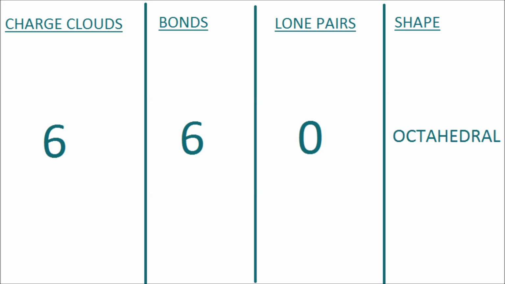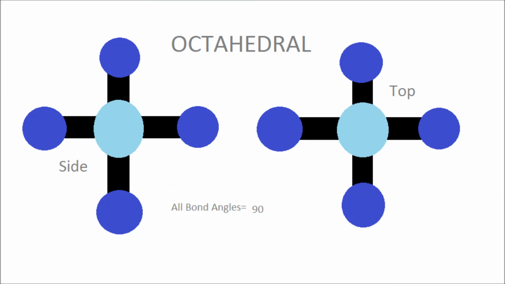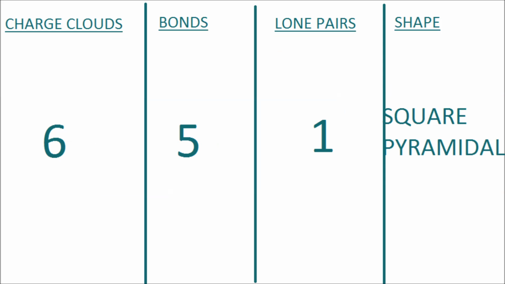The octahedral shape has six charge clouds, six bonds, and no lone pairs of electrons found around the central atom. The octahedral shape has all bond angles equaling 90 degrees.